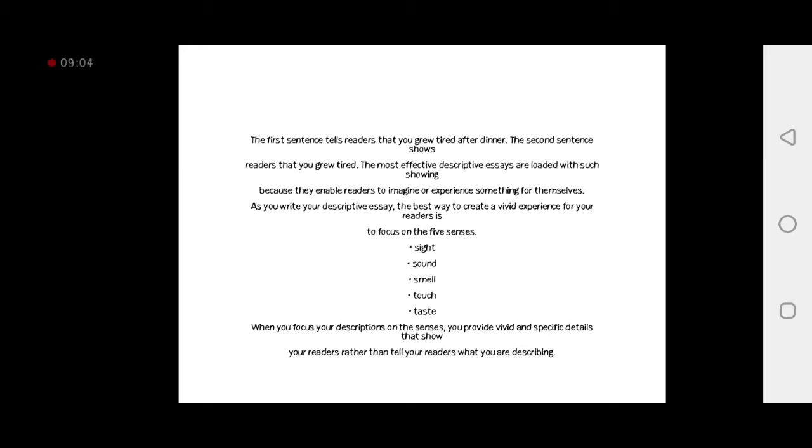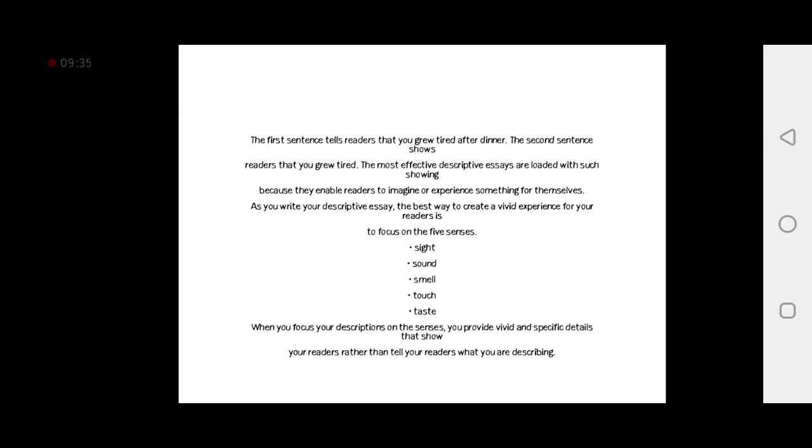This especially comes into play when you're describing maybe a meal or a drug or anything else that has to go into your mouth. So when you focus on the five senses, you'll be able to provide vivid and specific details that show your readers, rather than tell them, what you're describing. So whenever you describe, remember the five senses: the sight, the sound, the smell, the touch, and the taste.